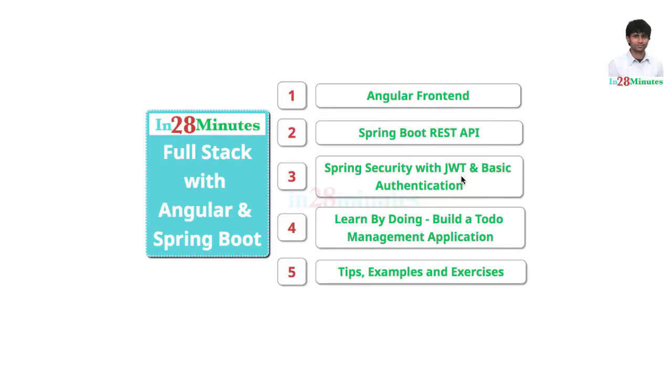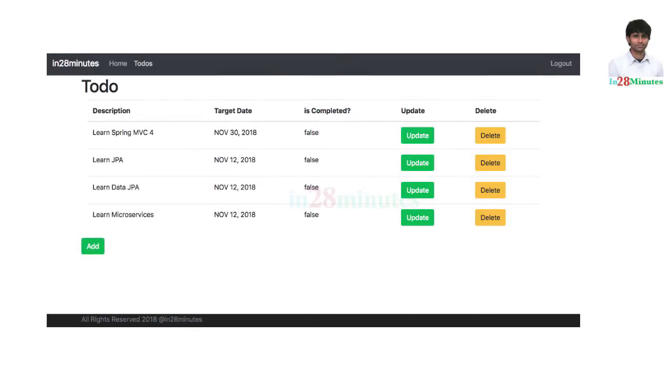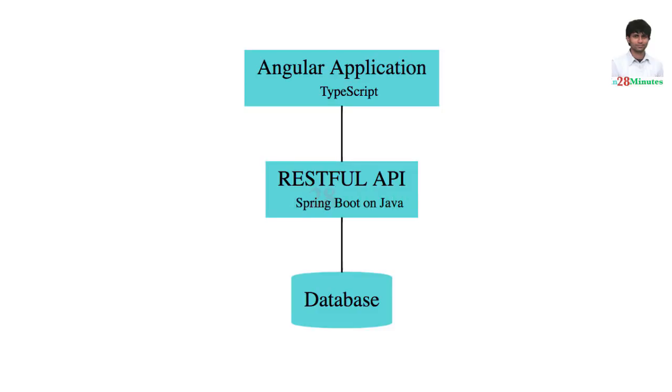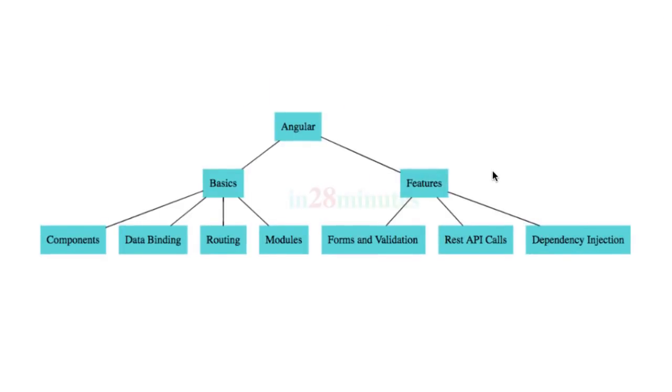In this awesome course with more than 100 steps, you will understand how to build a to-do management application step by step, connecting an Angular frontend to a Spring Boot REST API. We focus extensively on Angular during this course and help you learn the basics of modules, components, data binding and routing with Angular. We'll also help you implement forms with validations. We would execute a number of REST API calls from the Angular front end. We'll make extensive use of the dependency injection capabilities of the Angular framework.